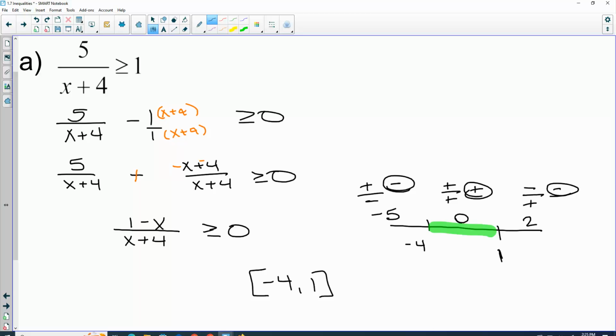Why? Yes, you cannot have 0 on the denominator. Which one of those makes the denominator 0? -4. So even though it had an equal to, -4 has to get a parenthesis because we cannot divide by 0.